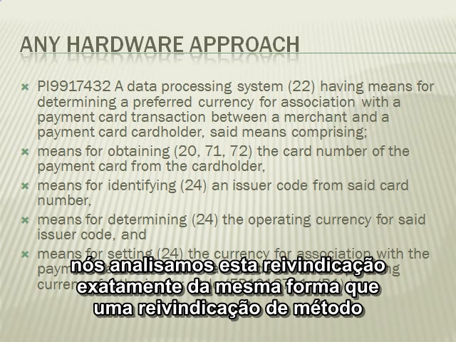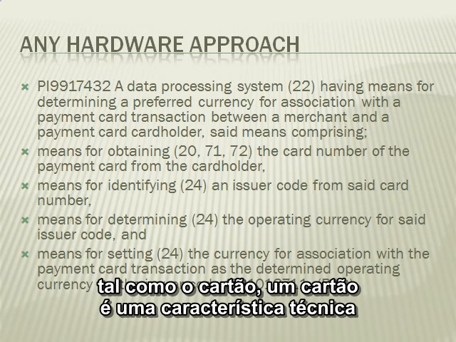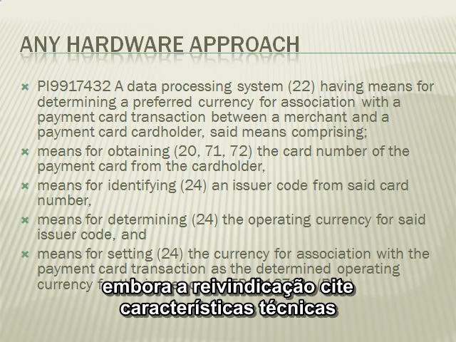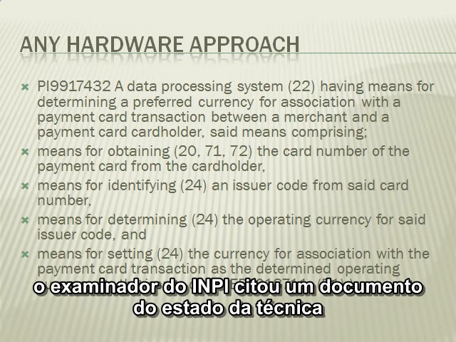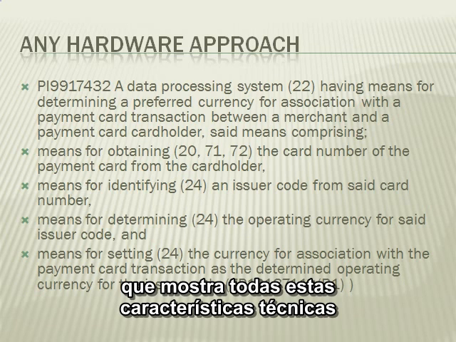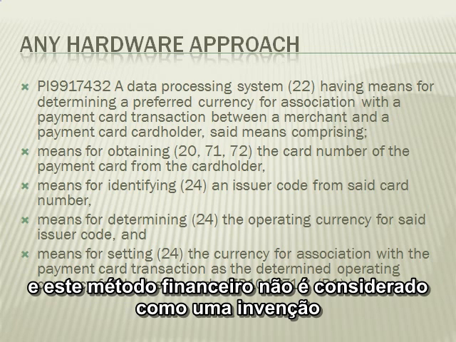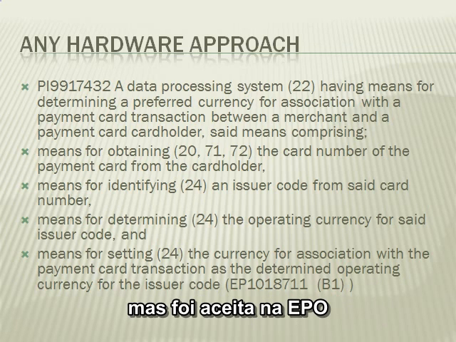We will analyze this claim exactly as a method claim, and we see that even though they cite some technical features, like a card is a technical feature, an issuer code is a technical feature, all these technical features are known in prior art. The examiner in the INPI cited a prior art that shows all these technical features. The difference between both is the financial method, and this financial method is not considered an invention. So this whole claim was refused according to Article 10, but it was accepted in Europe.